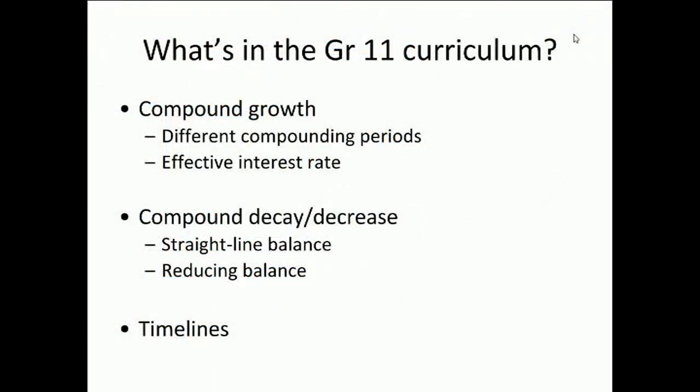The compound decay and decrease is about, in the financial context, depreciation, which is about things losing value. So as soon as you drive a car off the showroom floor, it starts losing value. You buy a photocopier or a computer, as you use it, it loses value, and so it depreciates. And these are two models of how it depreciates. So that's new in grade 11.